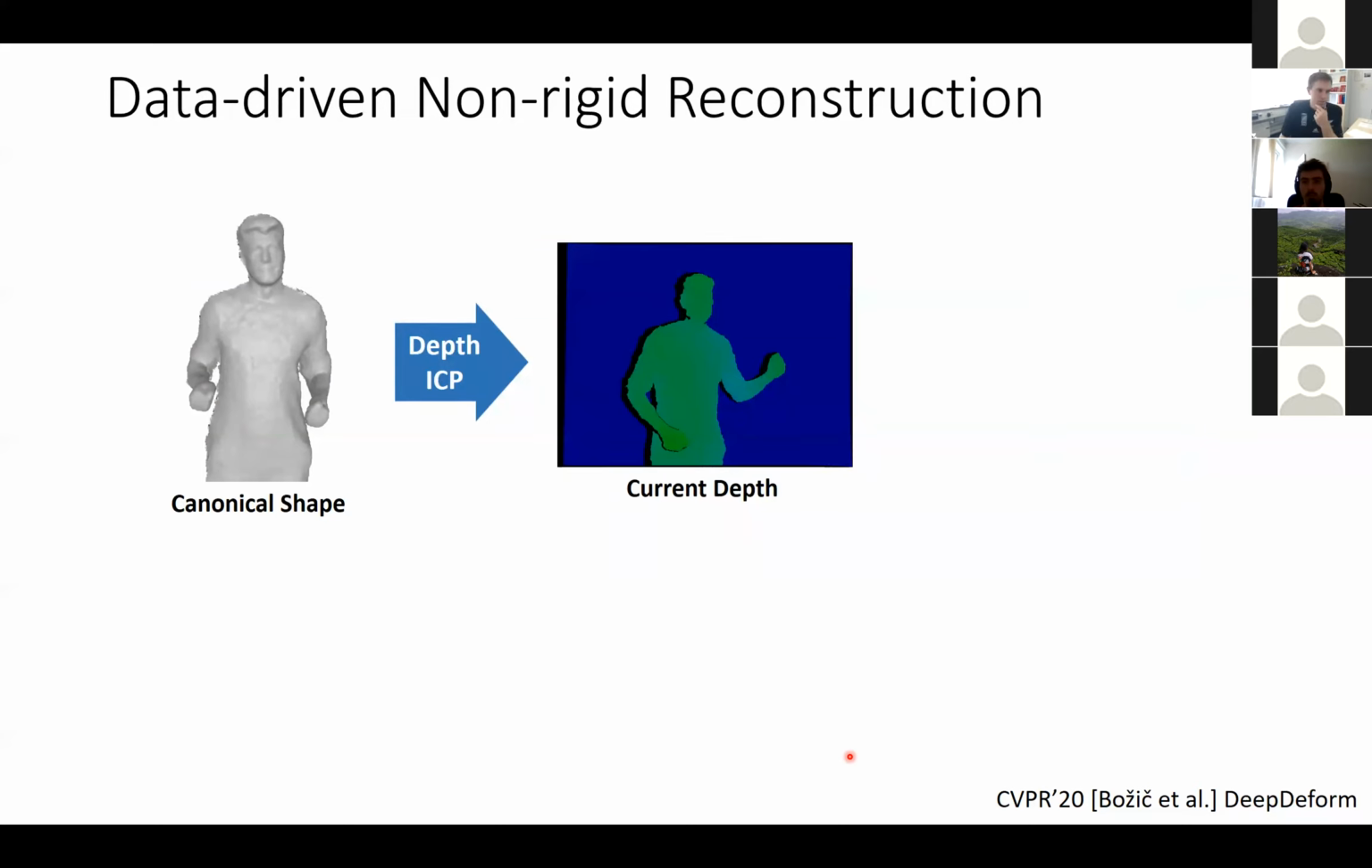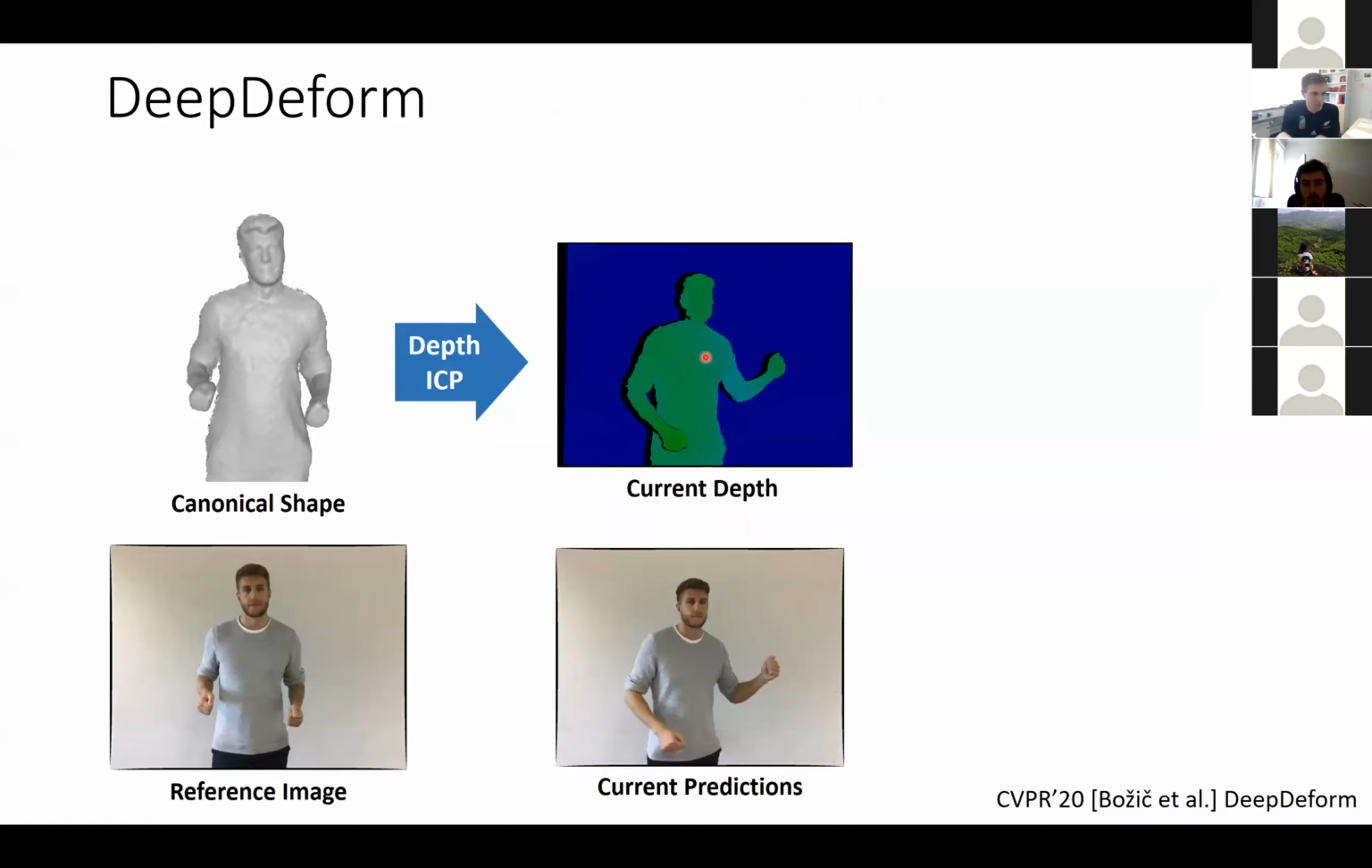So now we want to do non-rigid reconstruction with this. Now we have this canonical shape. We have a depth term in the same way. And now what we want to do is combine the traditional non-rigid ICP with these feature terms. So now we have the canonical shape. We have one reference image.